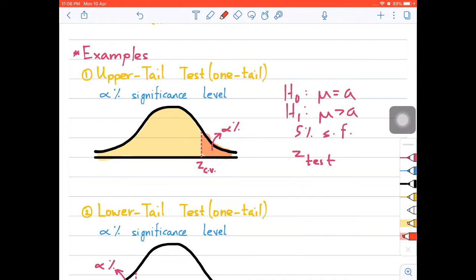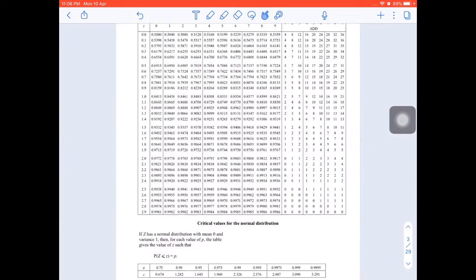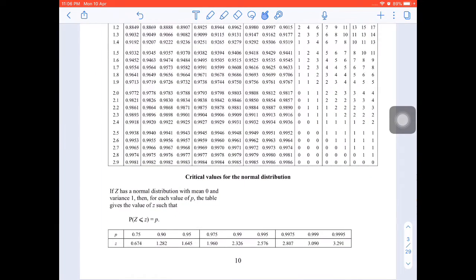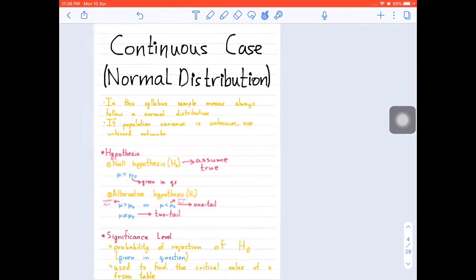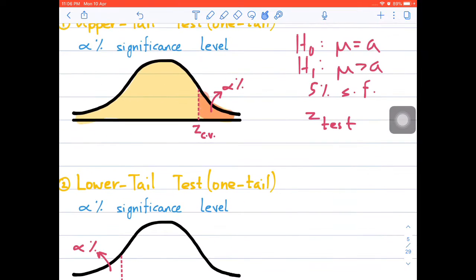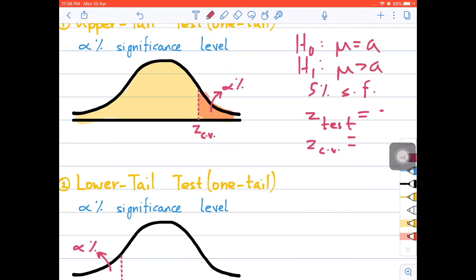So using that, if it's 0.05 to the right of the z critical value, then towards the left that will be 0.95. So if it's 0.95, we can go to the table, get the value of z for 0.95. So for 0.95, z is 1.645. So that means that the critical value, the z critical value we got, is 1.645. Let's say that the z test value was 1.5.